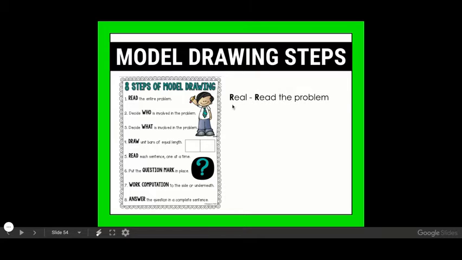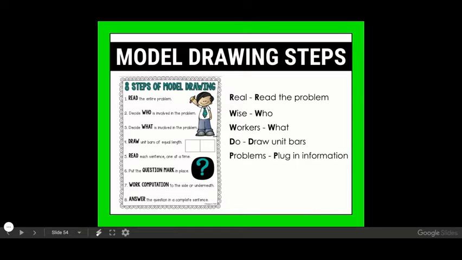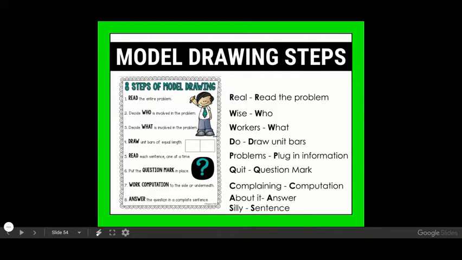So remember the steps. Real stands for read the problem. Wise stands for who is in the problem. Workers stands for what. Do stands for draw the unit bars, and remember they're of equal length. Problems stands for plug in the information. Quit is the question mark. Complaining is the computation or the number sentence. About it is the answer. And then silly is the sentence.